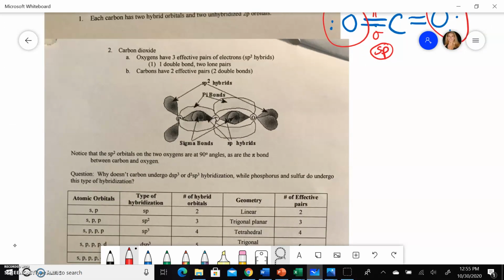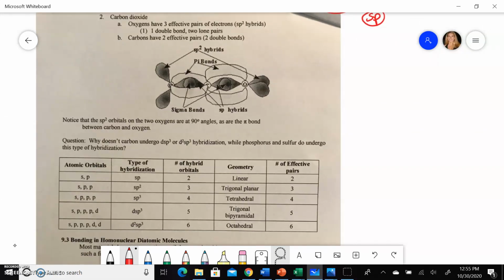So this picture, and there's a better picture in your textbook, you can kind of see the head-on collision that carbon has with oxygen. So here's a head-on collision, that would be sigma. Here's a head-on collision, that's another sigma.